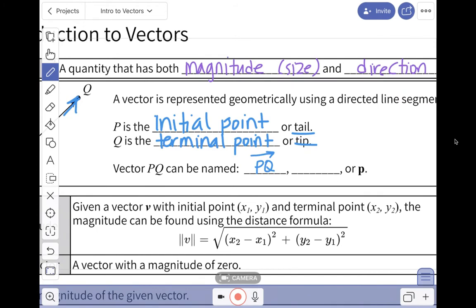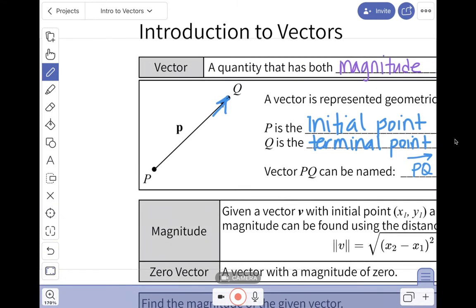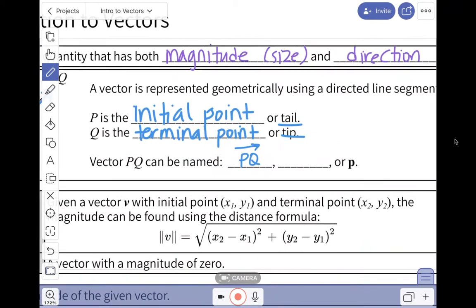Okay? The second way is that they are normally labeled with a lowercase letter. So you see this, how it has a lowercase p. So you could just write the lowercase p also with an arrow on top. And then the third way, I didn't write it, I just went ahead and typed it here, is it's still a lowercase p, but it has to be in bold.